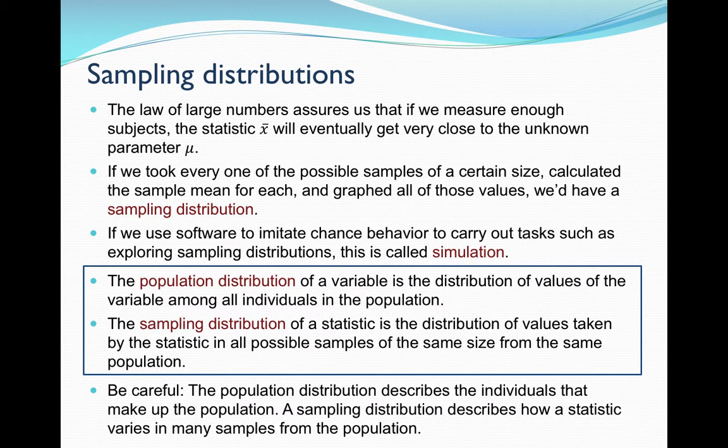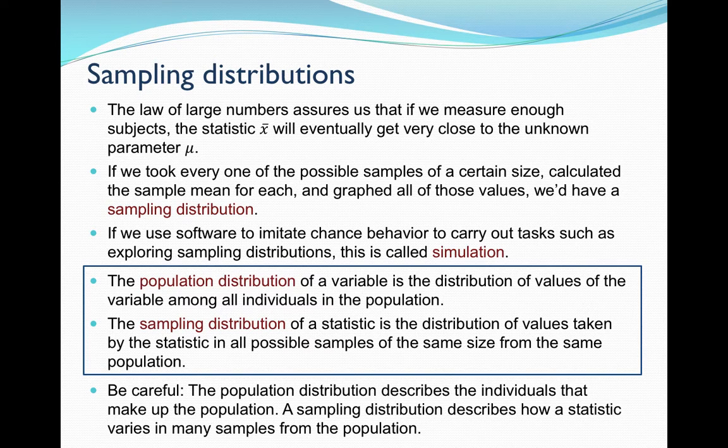When we discuss sampling distributions, it's important to recognize that a sampling distribution is a distribution of its own. It's not just one specific value. We have the population distribution, which is all of the values that the variable can take on in the population. And then we have the sampling distribution of a statistic, which is all of the different samples that you could take of a certain size from the population.